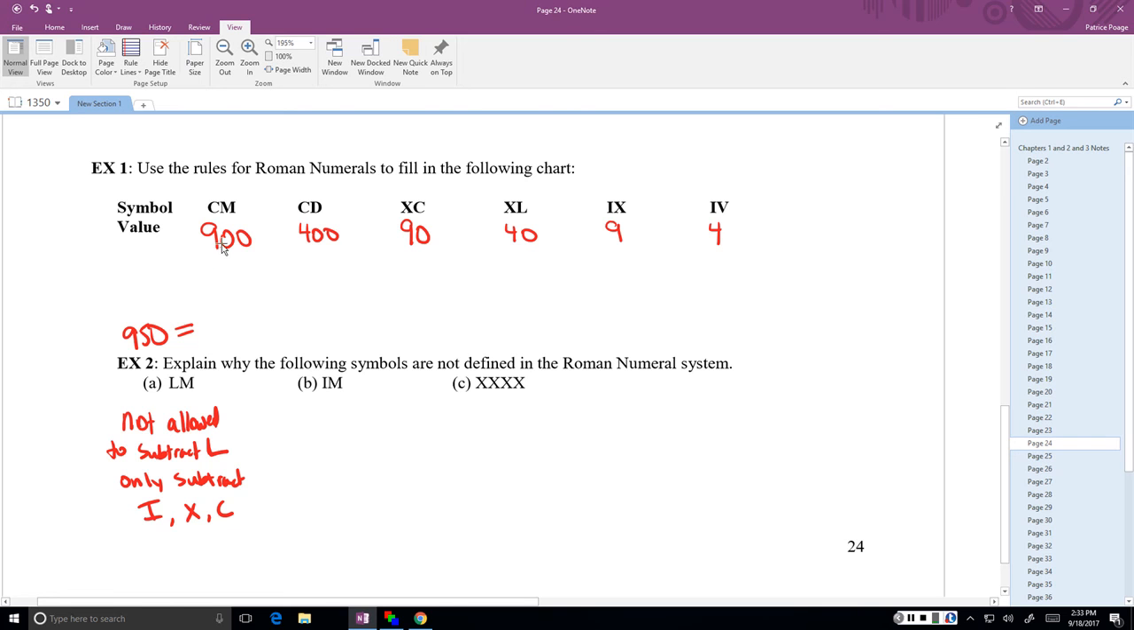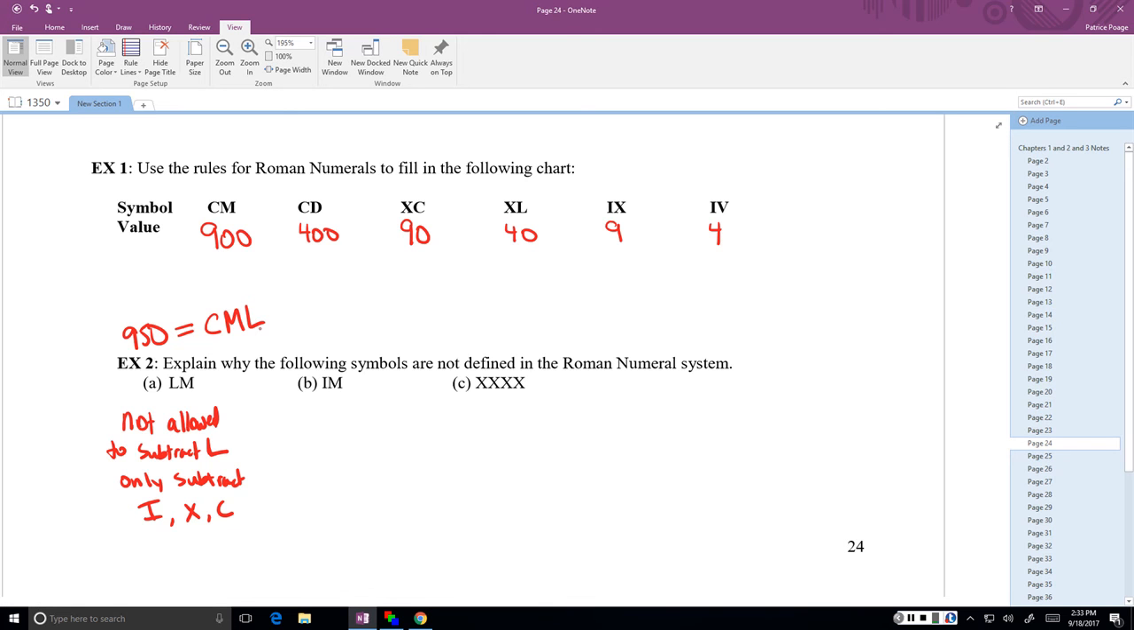Okay, so how would we do 950? Look right above it, about an inch. How do you do 900? CM. And how do you do 50? Look about 3 inches above that. What's 50? L. Okay, so that would be 950.